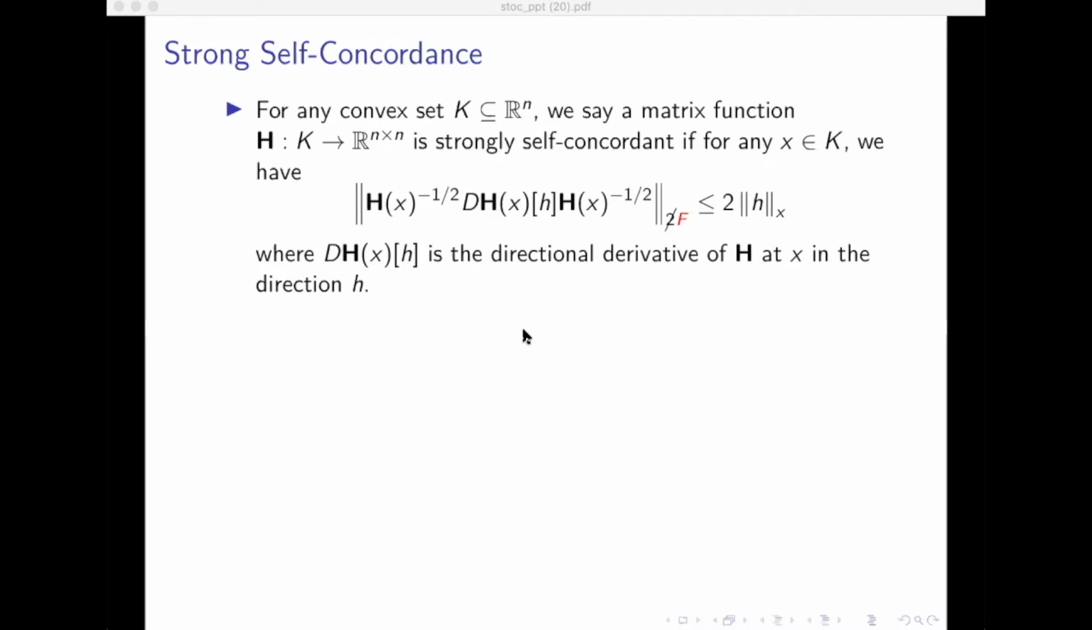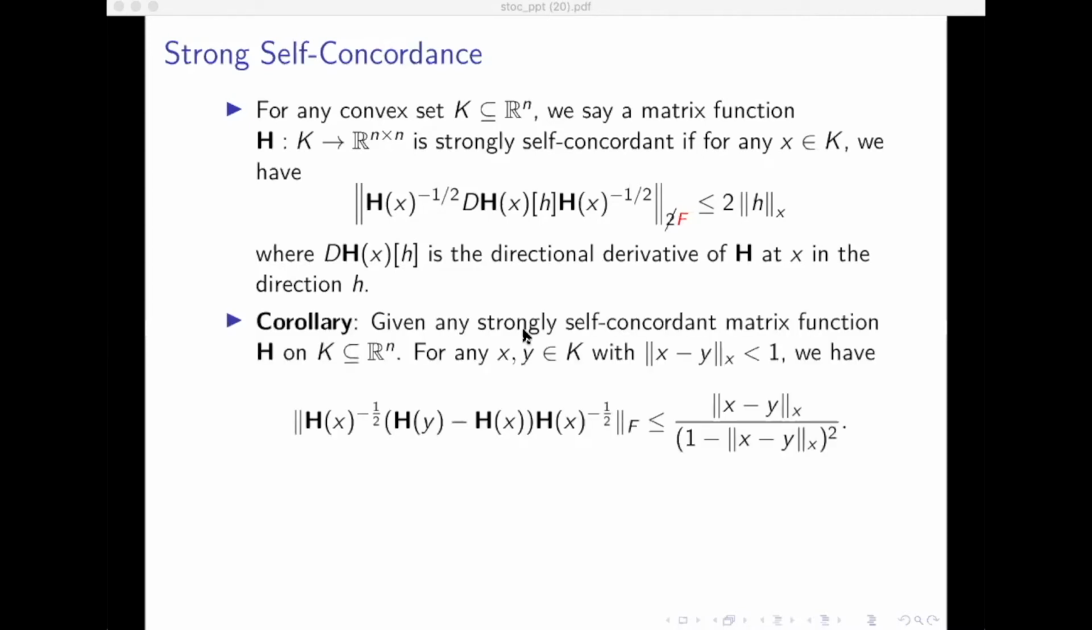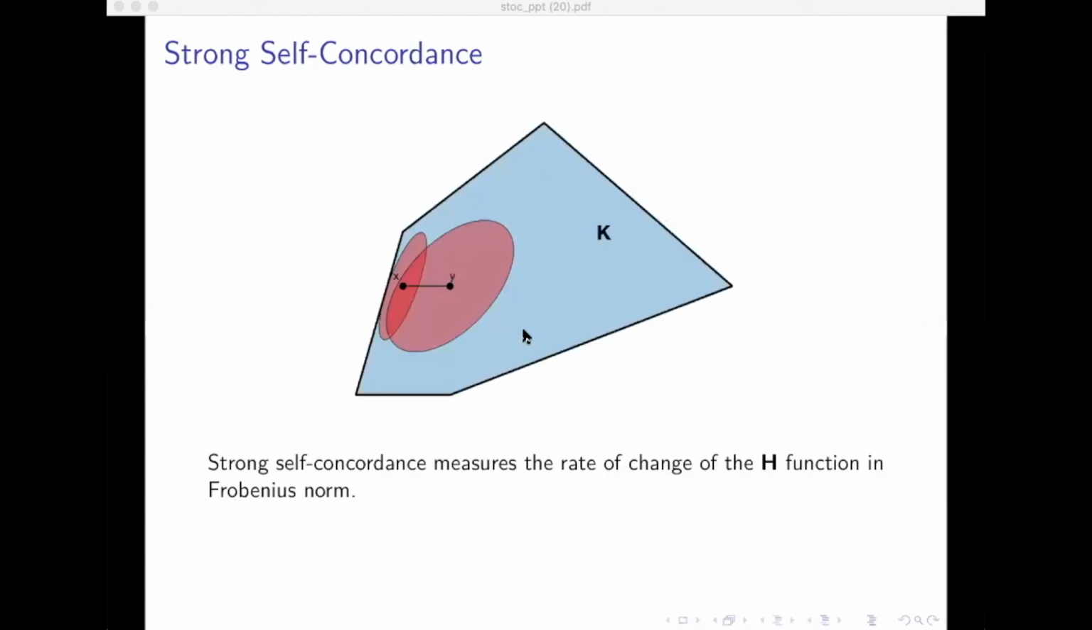Strong self-concordance also implies a nice property for the h function, that is, for any 2 points x and y in K, if the distance between x and y is less than 1 in local norm at x, we have that the Frobenius norm of hx inverse hy is bounded by the distance between x and y in x norm. In other words, if 2 points are close in the local norm, then their Hessians are close in the Frobenius norm. Log barrier is strongly self-concordant. Intuitively, strong self-concordance measures the relative rate of change of the h function in Frobenius norm.